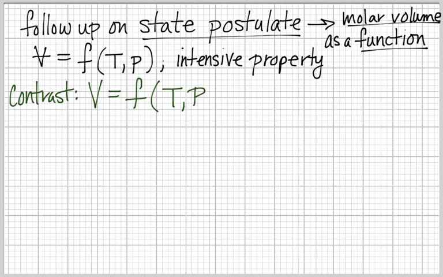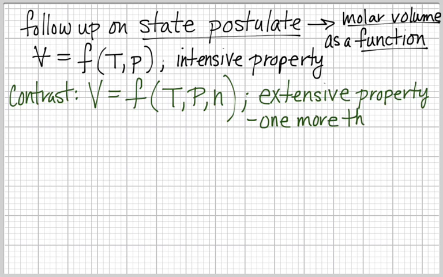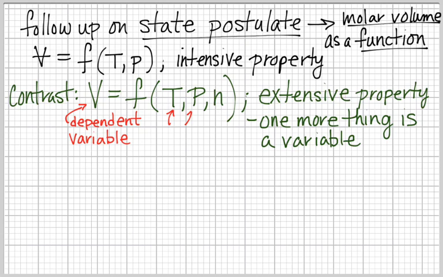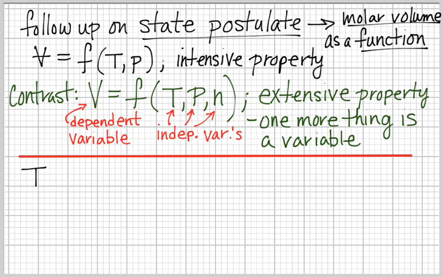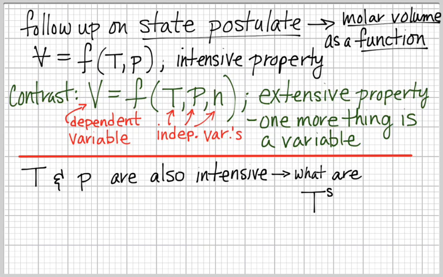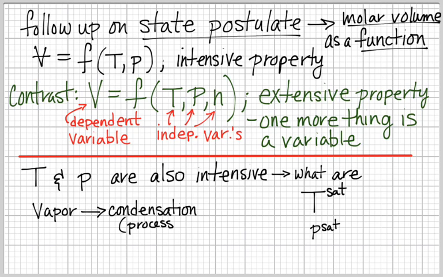Contrast that to the actual extensive volume, which is a function of temperature, pressure, and number of moles in the system. That would be an extensive property because one of its variables is dependent upon the number of moles, the quantity of something. And so that one more thing is a variable. If I were to look at this in terms of math, the temperature, pressure, and number of moles would be independent variables for my function, and extensive volume would be my dependent variable.